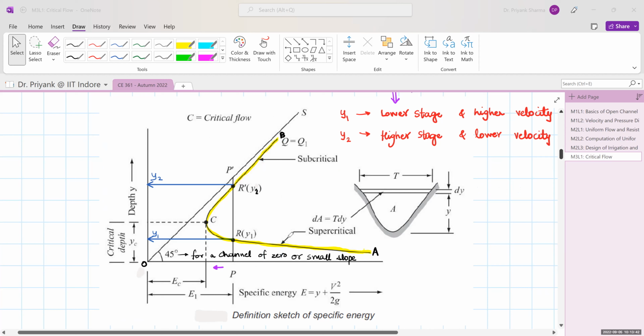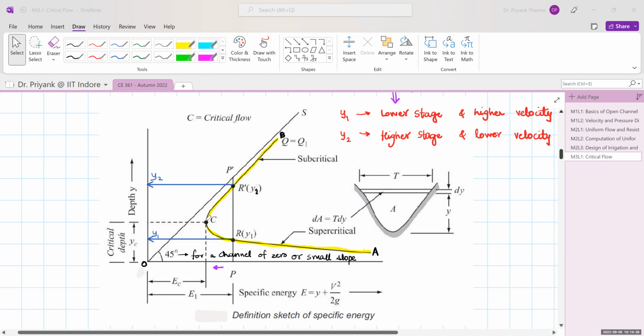Now let us move to the other side. So we'll move to the left side. If I take this section here, it is decreasing. Again, it is decreasing. So there comes a point here where your y2 minus y1 becomes 0. That means they become equal, y2 becomes equal to y1. So there exists only one depth at a given discharge for which the specific energy is minimum. This EC is the minimum specific energy and that particular depth is called the critical depth. So critical depth is the depth at which your specific energy is minimum.